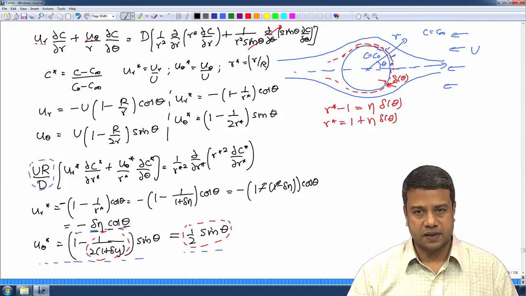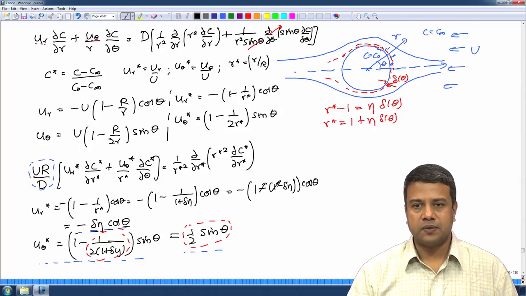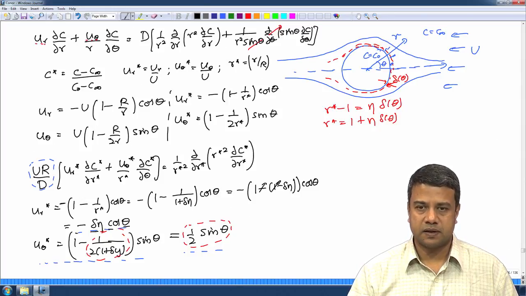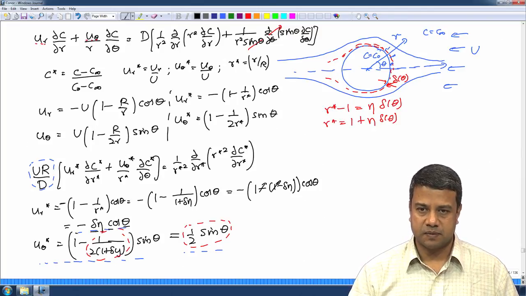So, if I define a scaled coordinate perpendicular to the surface as the coordinate divided by the boundary layer thickness, the equation in terms of that scaled coordinate will be independent of Peclet number even as Peclet number goes to infinity. The boundary layer thickness will decrease as the Peclet number increases.